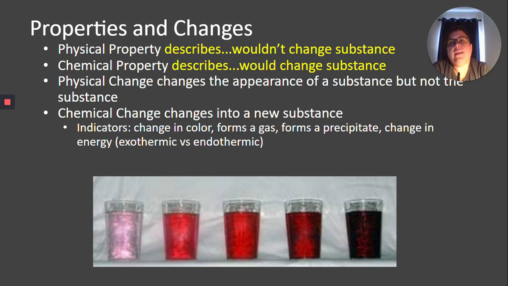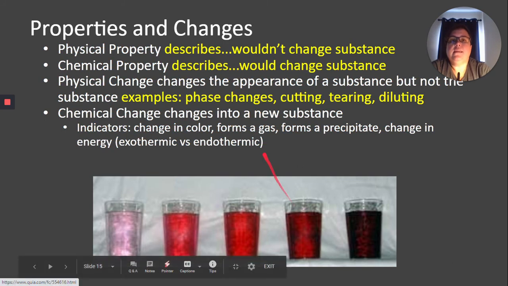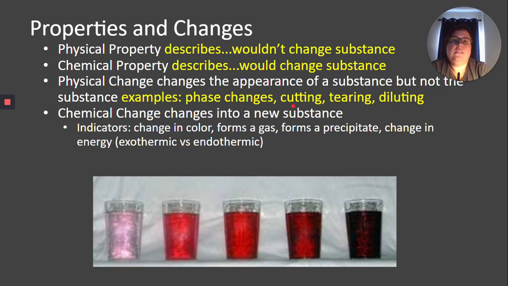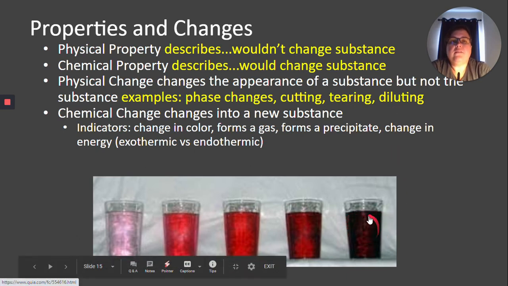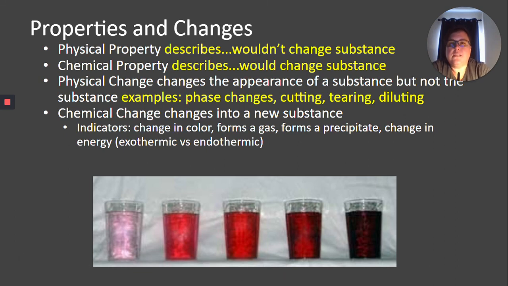So all of our phase changes, all of our physical changes would be examples. If you cut a piece of paper, that's a physical change to that paper because it's still paper, it's just now in more than one piece. Tearing paper, diluting color. So if we look at our picture here, we have dark red, and then as we add water, it becomes clearer. That's dilution. We're just diluting that color. We're not changing the substance.